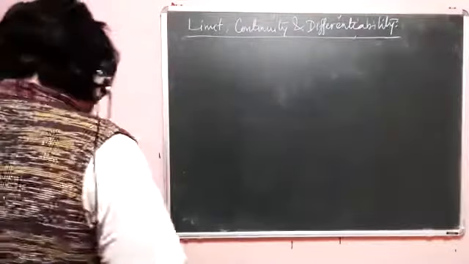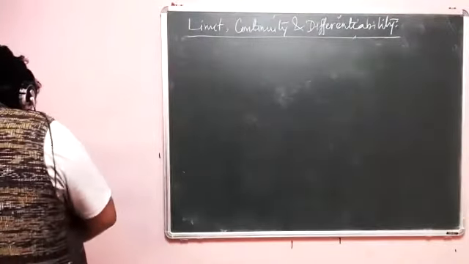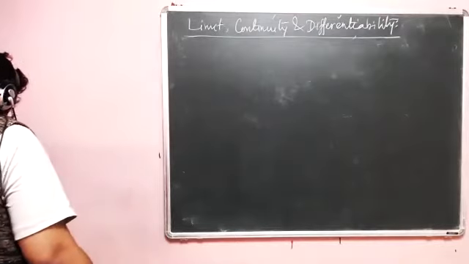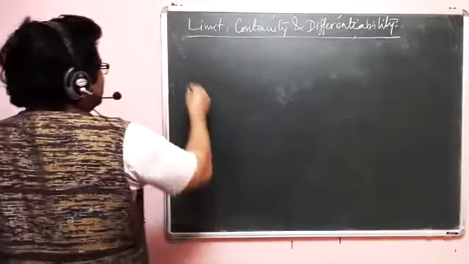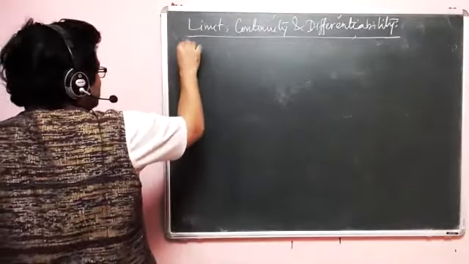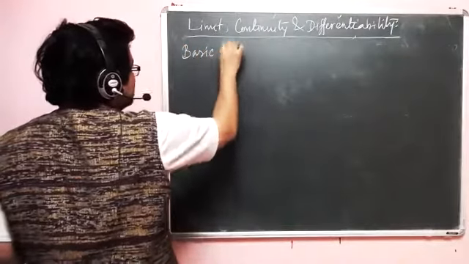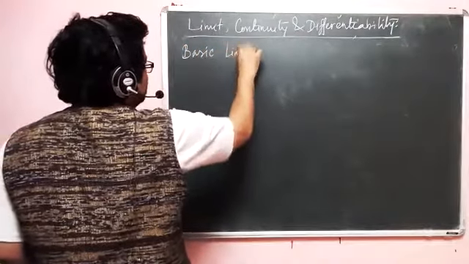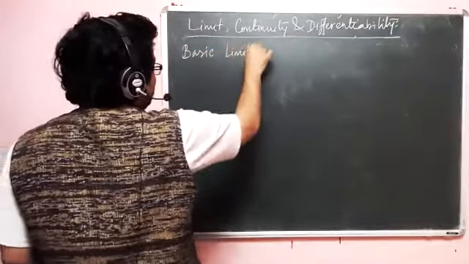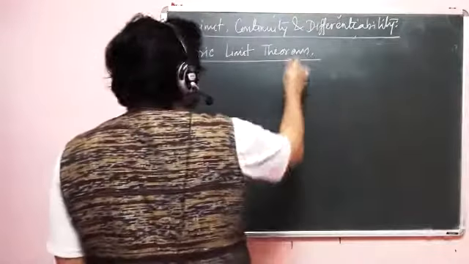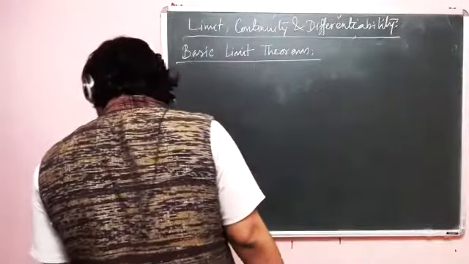So now we will move on to what we call the basic limit theorems, which essentially means that there are some theorems which are a little bit advanced, or which are based on these limit theorems that we are going to write. Now these limit theorems are intuitively very easy to understand. So take a look at how I am writing it, because that is important.